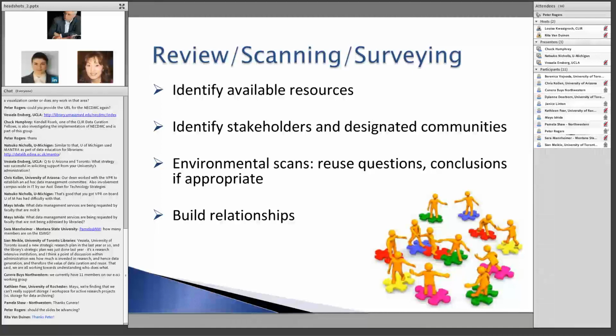And when we talk about other practitioners, meaning archivists, preservation librarians, data archivists. So these are more particularly designated communities that we need to keep in mind.